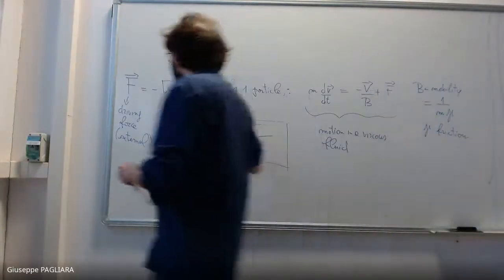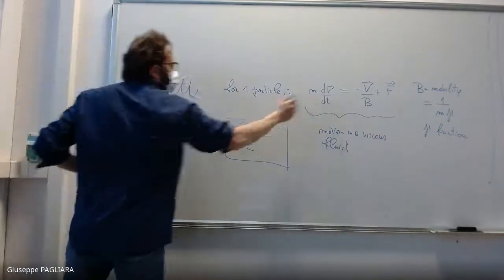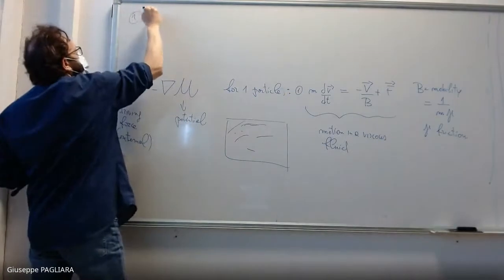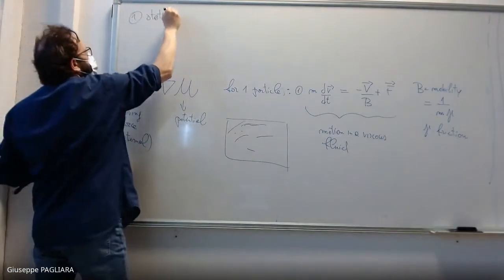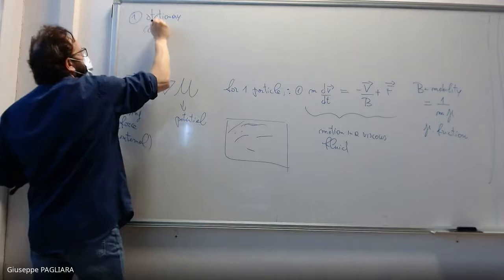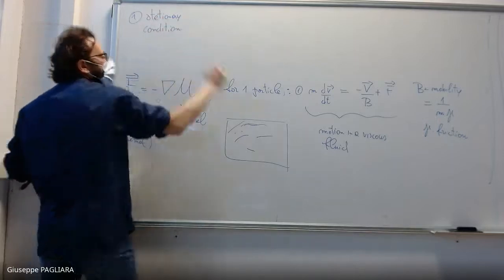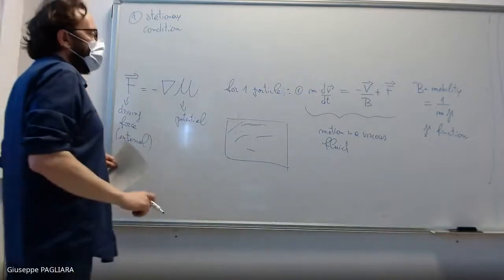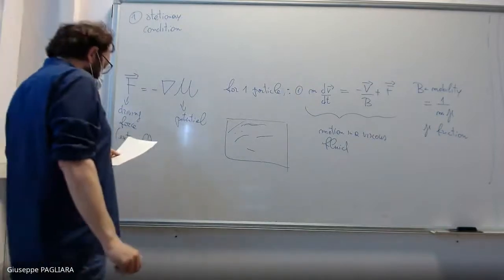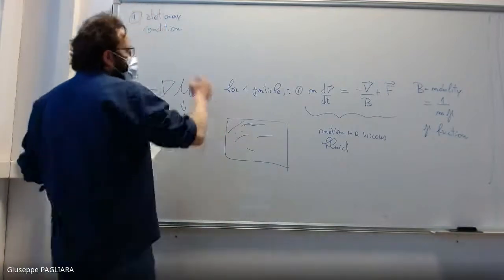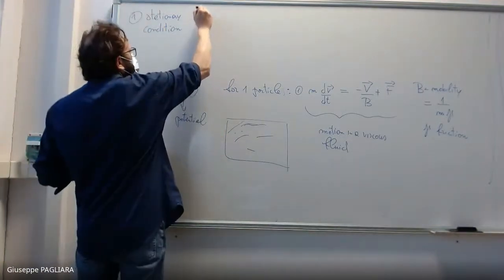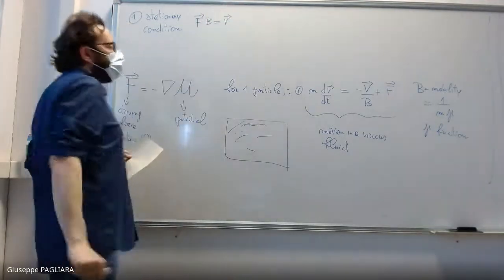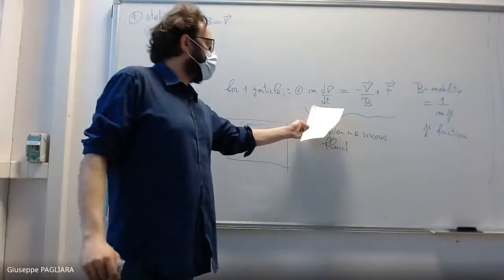So if I impose the stationary condition on this equation, which we call equation 1, I have to impose that the derivative of v with respect to time is equal to 0, and therefore I get that Fb, which is F times the mobility, is equal to the velocity v. Okay, this is the question.